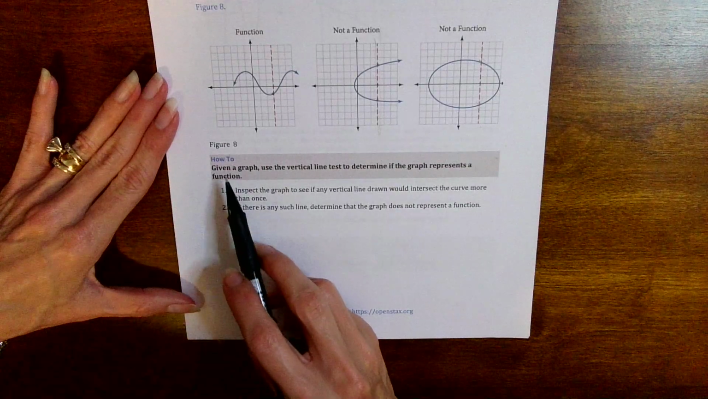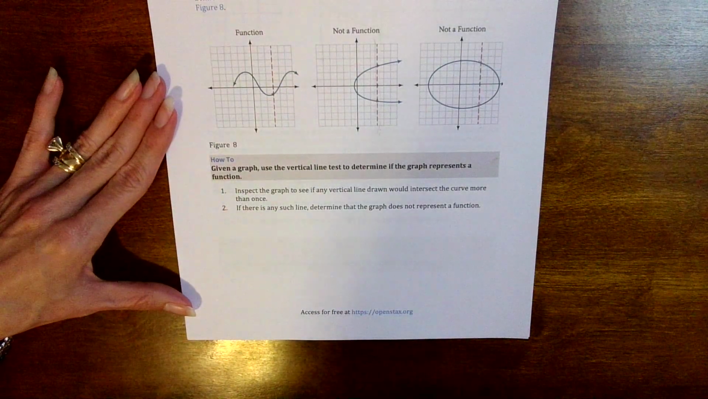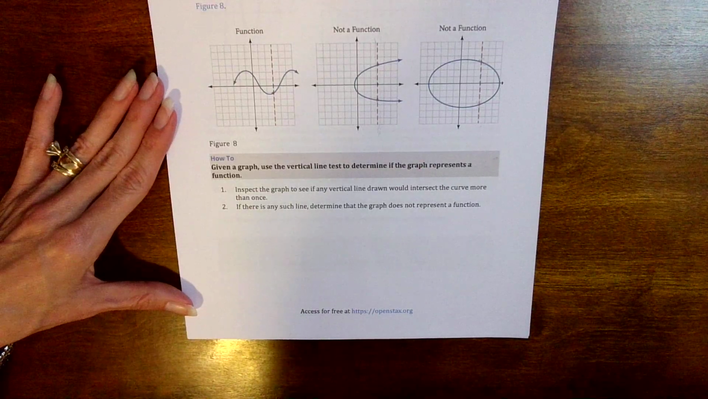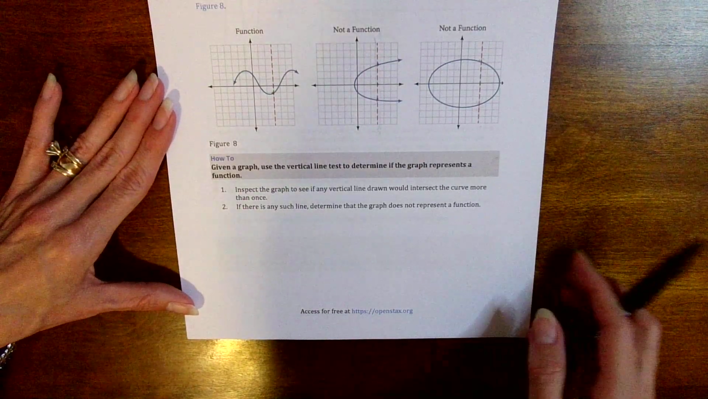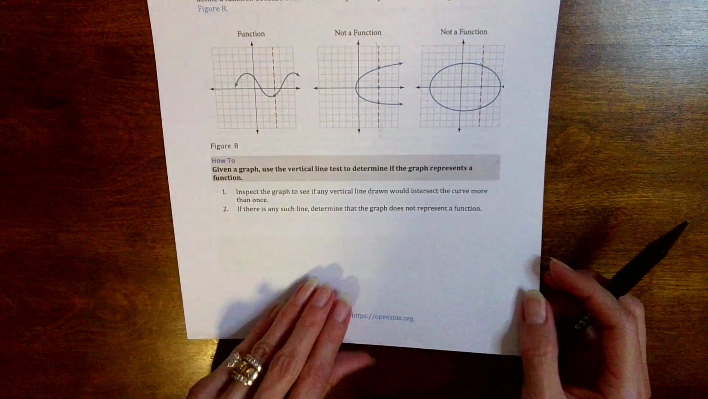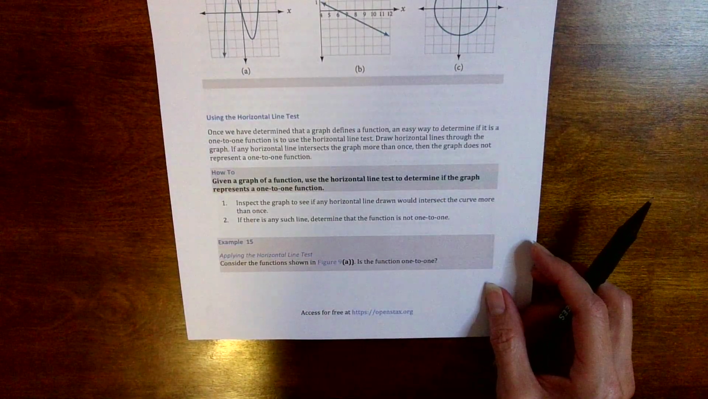So given a graph, use the vertical line test to determine if the graph represents a function. You're going to inspect the graph to see if any vertical line drawn would intersect the curve more than once. If there is any such line, determine that the graph does not represent a function.